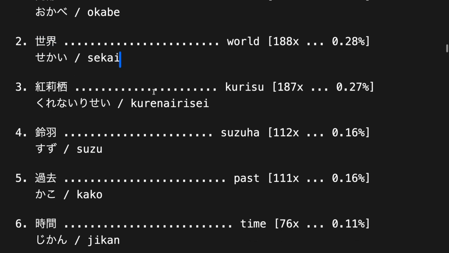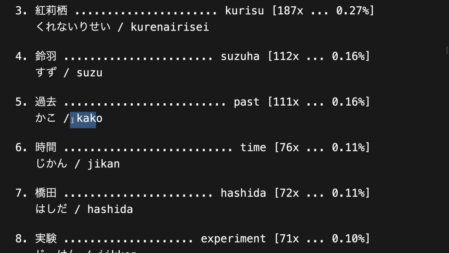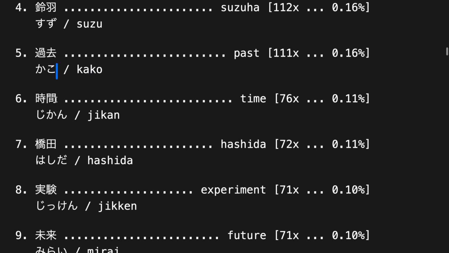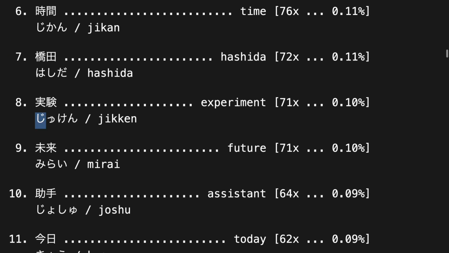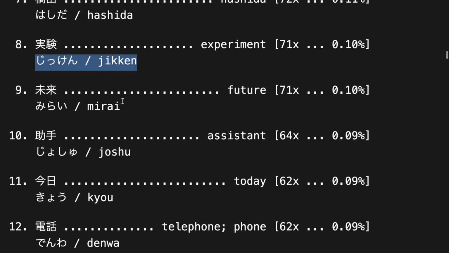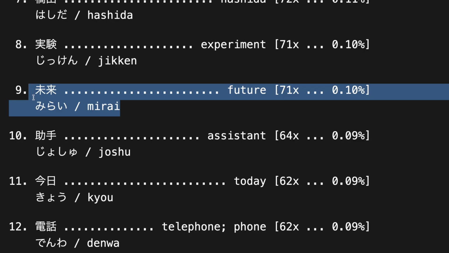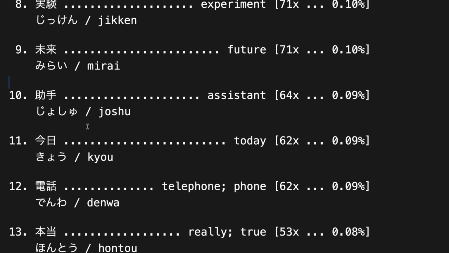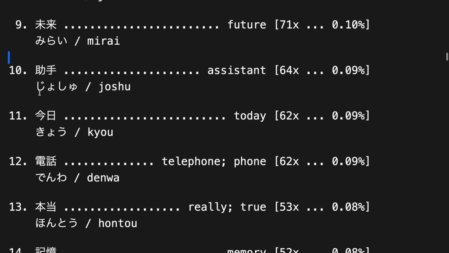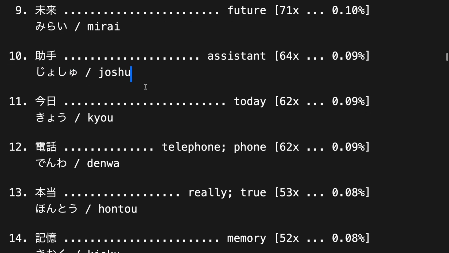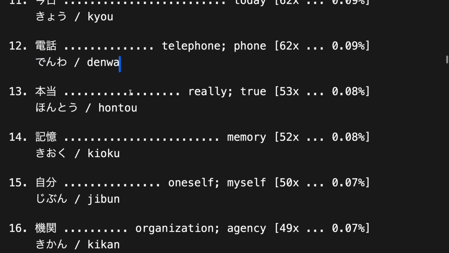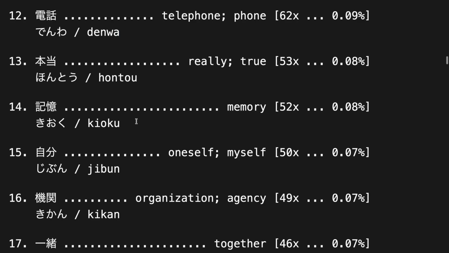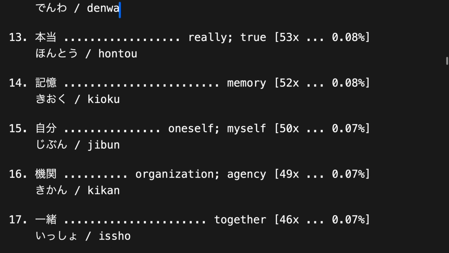world, Sekai, past, Kako, time, Jikan, experiment, Jikken, future, Future Gadget Lab, Joshu, Denwa. Somewhere down there's microwave. But yeah, these are really good ones, right?